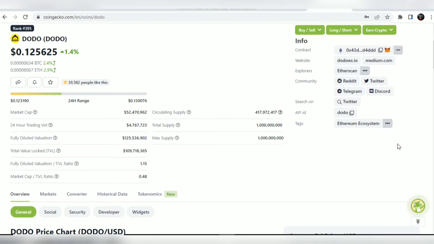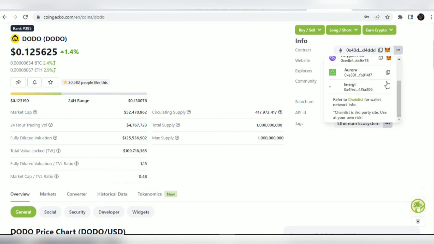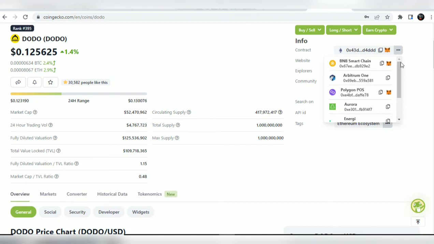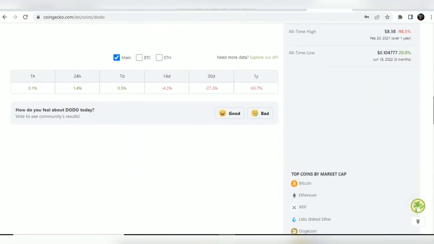These are the contracts on DODO. DODO is available on Ethereum, Binance Smart Chain, Arbitrum One, Polygon POS, Aurora, and other networks. So wherever you are, you can just do this on DODO. I'm a big supporter of layer 2. You can just get started using Arbitrum One. Now let's go on to the price history and possible price analysis and prediction for the DODO tokens.